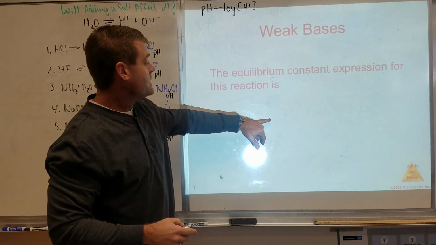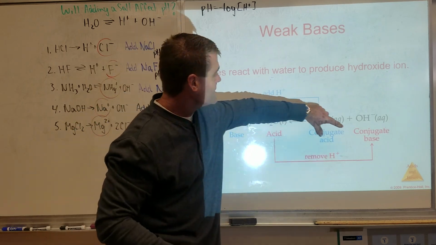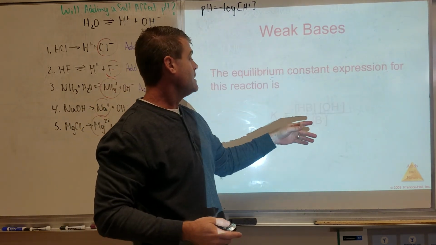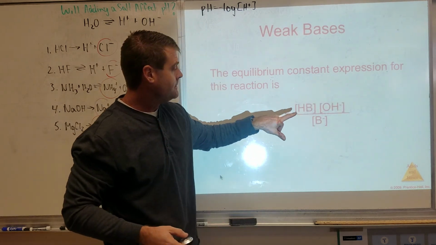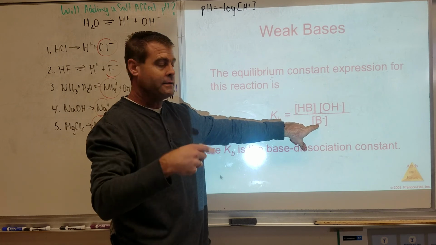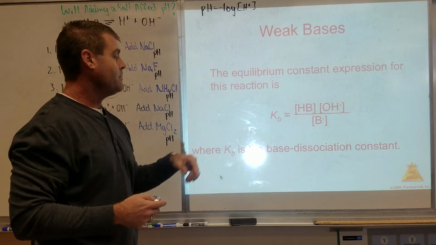Okay, and so we can do a KB. It's the equilibrium expression for a base. Once again, it's the products over the reactants. So KB equals the products, which are on the right: your NH4+ and your OH minus, if you look back on the previous slide, over your base. It's KB for a base.